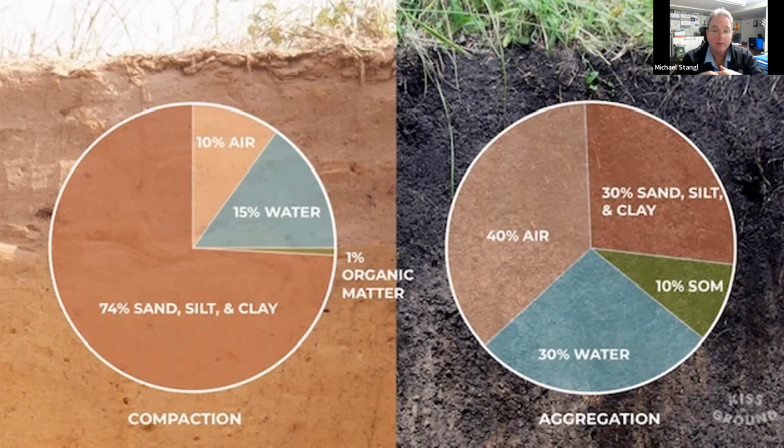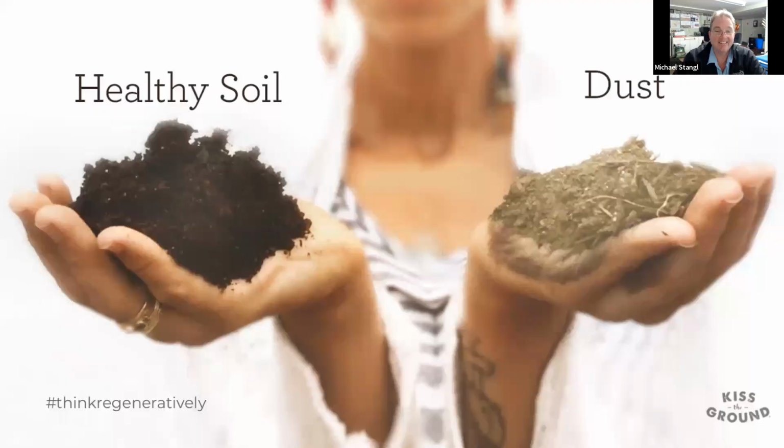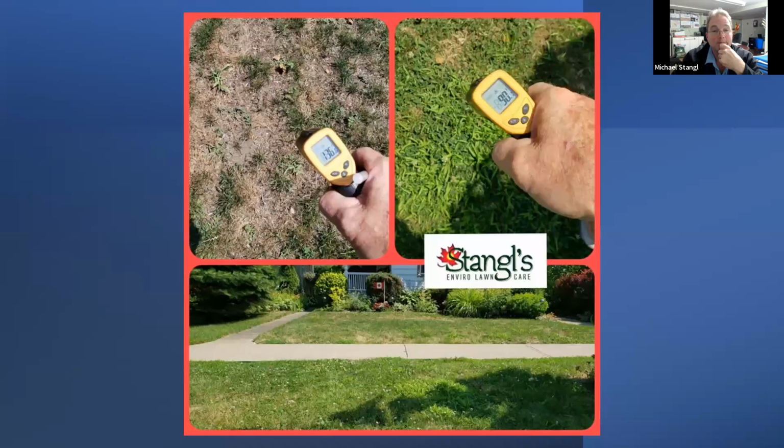Long or short, we know healthy soil, the dark soil, is healthy soil, and there's the dust. Here's a picture on the same lawn. There's crabgrass here on the right at 90 Fahrenheit, and over on the left is 136 Fahrenheit.